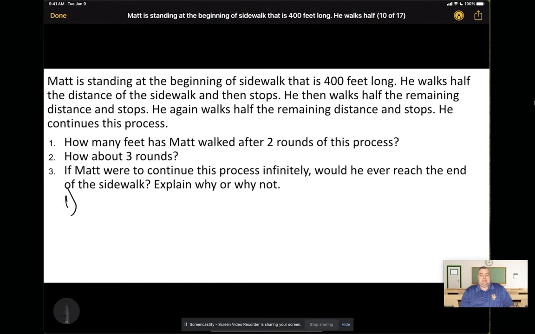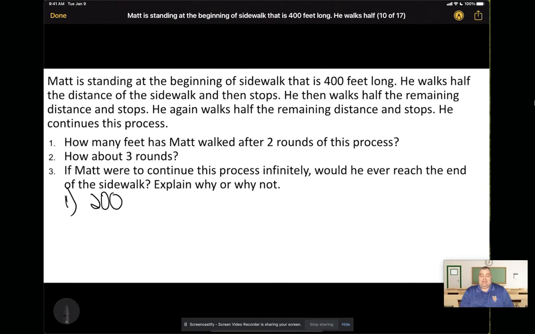So the entire sidewalk is 400 feet long, and he starts by walking half the distance. So what's half of 400? Half of 400 is 200. So after the first round, he walks 200 feet. That means there's 200 feet left. So he then walks half the distance.